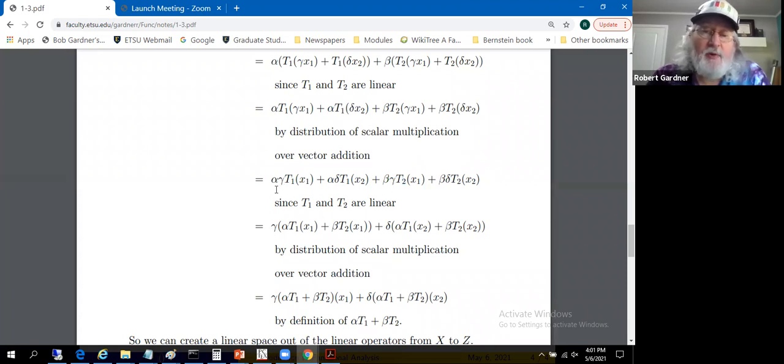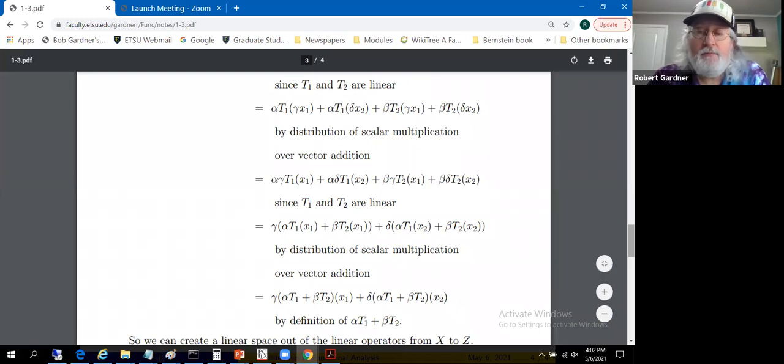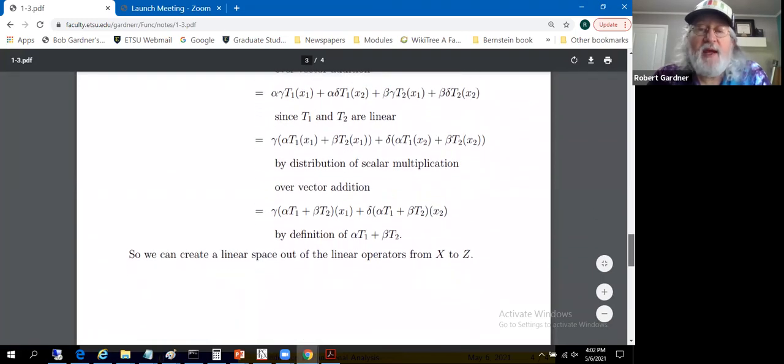Get the gamma up front, you'll be left with alpha T1 of x1, right? And beta T2 of x1. Factor delta out here, you'll be left with alpha T1 of x2, right? Delta out here, beta T2 of x2, right? So all we did was factor gammas and deltas out from those vectors.